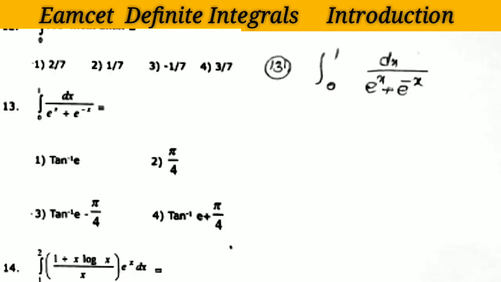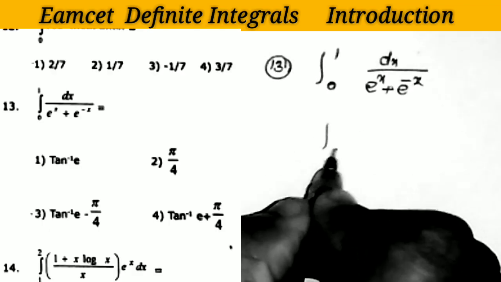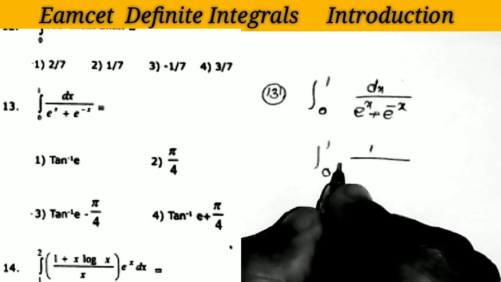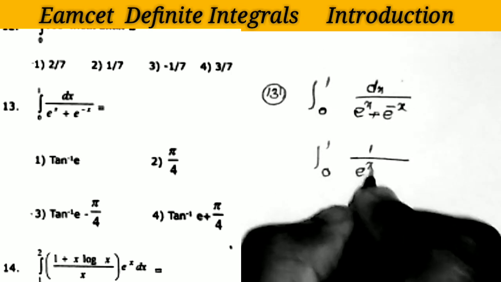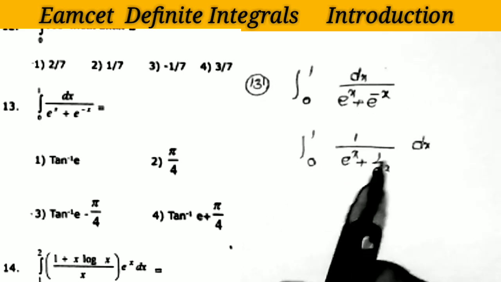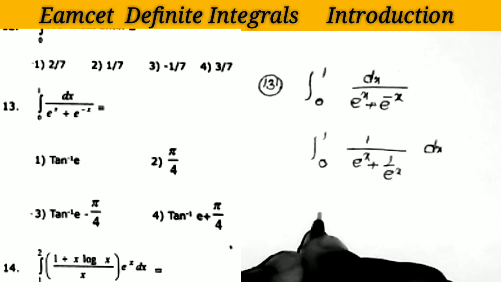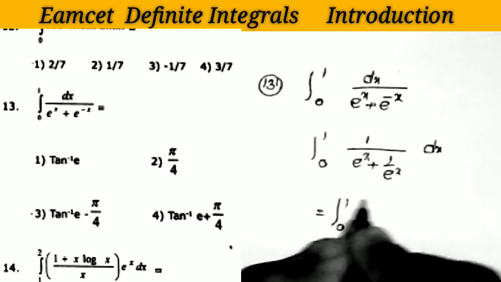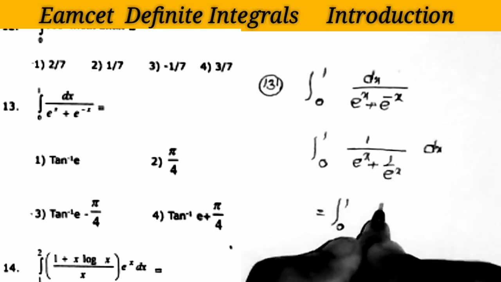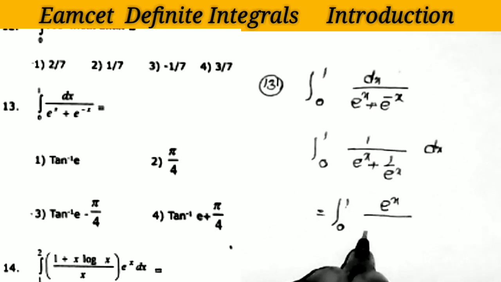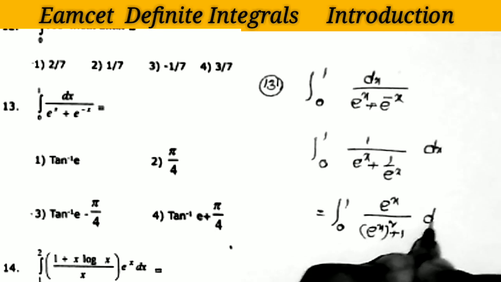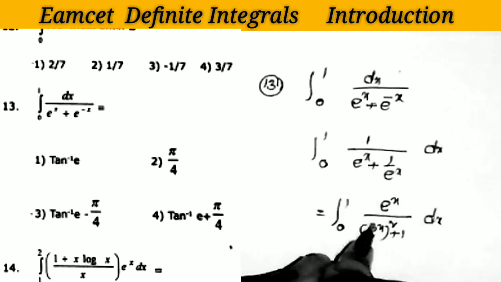Okay. Next question, integral 0 to 1 dx by e power x plus e power minus x. Now this is equal to integral 0 to 1 of 1 by e power x plus 1 by e power x, into dx. In the first step, I take that e power minus x is equal to 1 by e power x. After doing the LCM, we get e power x whole square plus 1 by e power x, and writing that value at the numerator, that is e power x by e power x whole square plus 1.